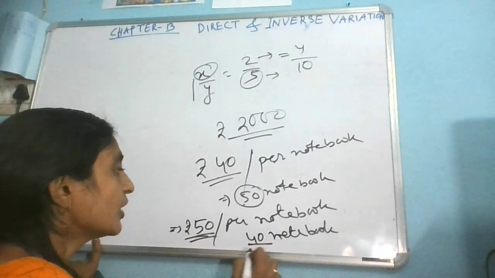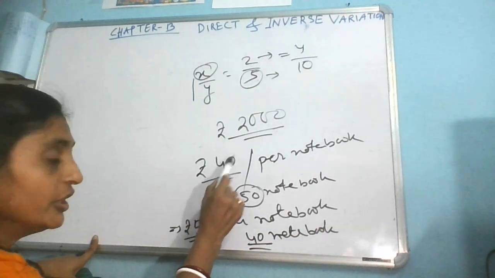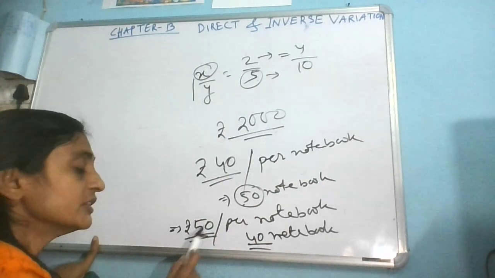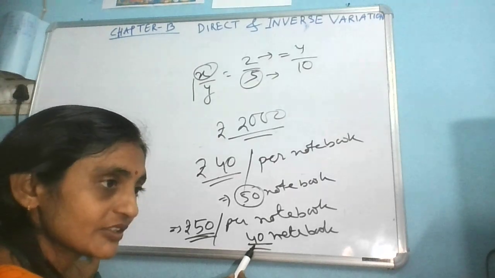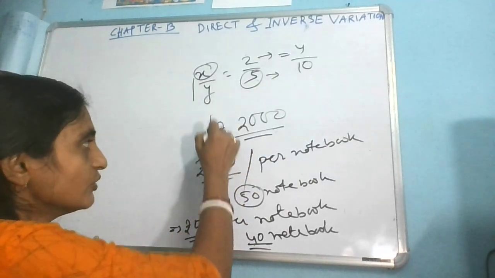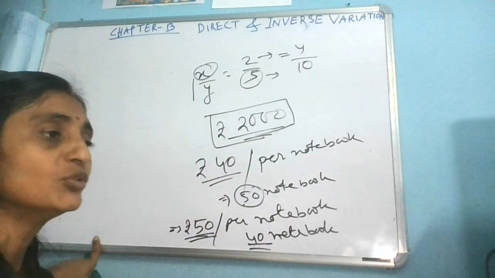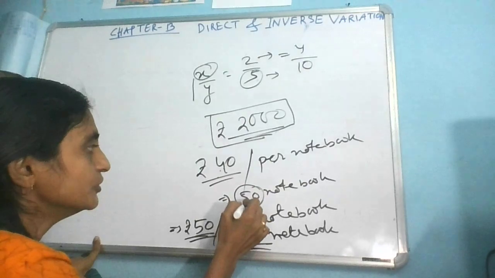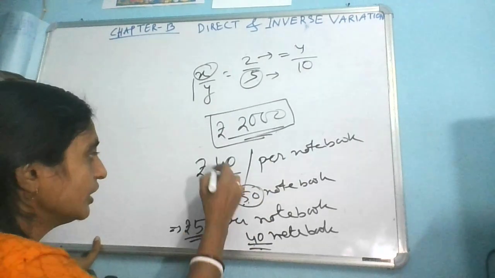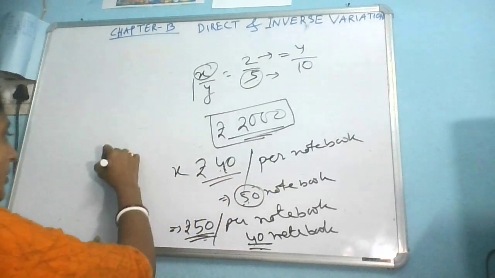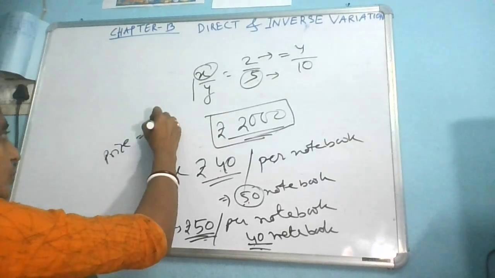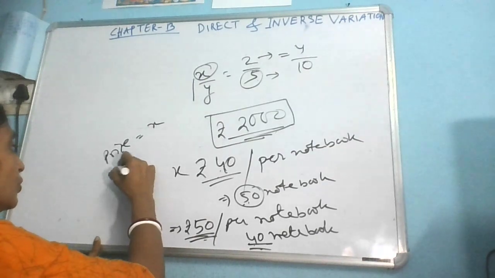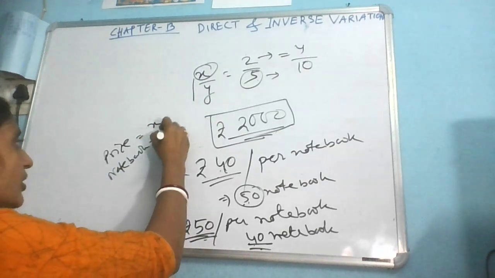So in this case, when the price was low you got more notebooks, but when the price is higher, the number of notebooks decreases. So what is the condition that has been given? The total value is fixed, it is not changed. The product of these two is fixed. If I consider the price of each notebook as x, and the number of notebooks as y.